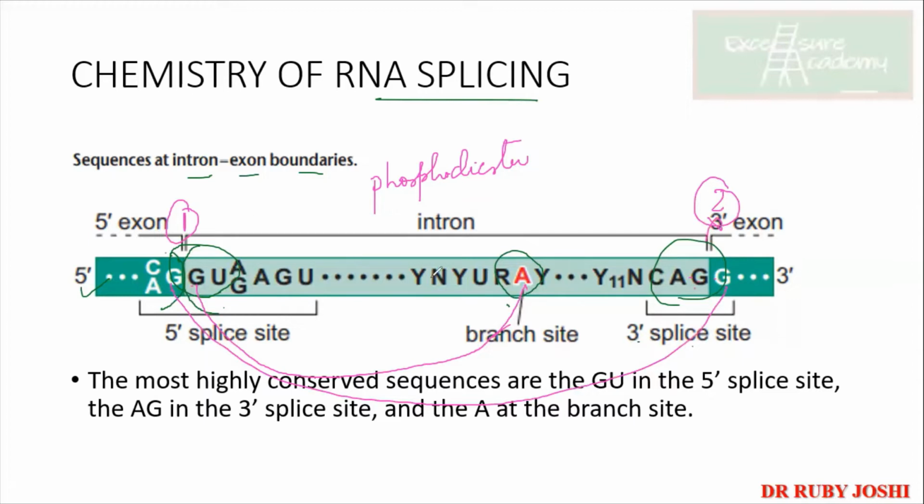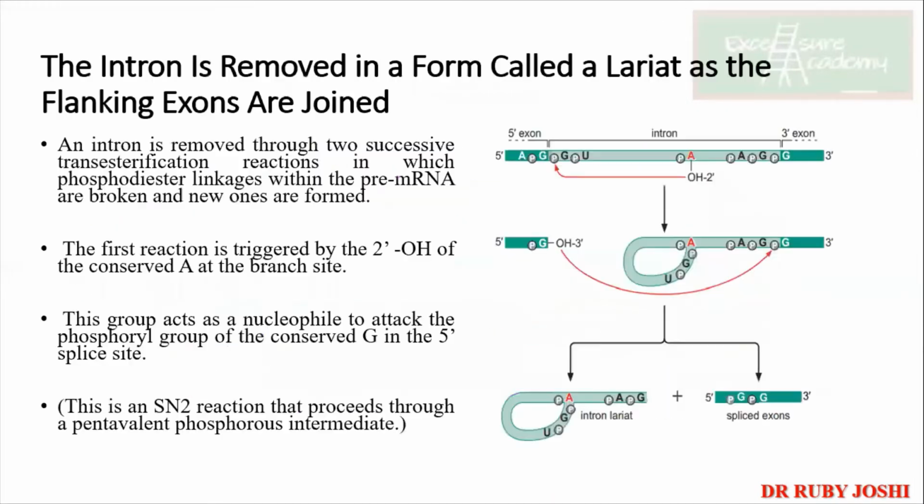So यहाँ पे break हुआ, यहाँ पे बना, यहाँ पे break हुआ, and यहाँ पे इन दोनों का बना. So net result 0. So 2 phosphodiester bonds break हुए हैं और 2 phosphodiester bonds बने हैं. Guys, clear? I mean, it will be clear in the upcoming slides. Don't worry. Okay. So the intron which is removed, it is removed in the form of lariat as the flanking exons are joined. So look at over here.